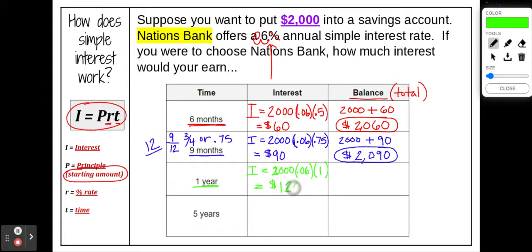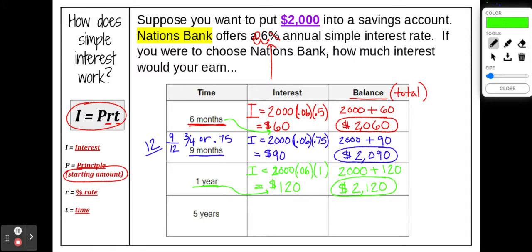Are you getting $120? Yes, absolutely. 120. Well, think about this. If when we kept it in there for 6 months, we earned $60. Well, a year is twice as long. So if we're keeping it in there for twice as long, we should earn twice as much money. That makes sense. It's $120. So remember, to find the balance, we take our starting amount, $2,000. Remember, that's what we put into Nations Bank. And we're going to add that little bit of extra money that they pay us, which is our interest, $120. So now we would have $2,120 after a year. So if you left it in there for a year, we could pull out $2,120.